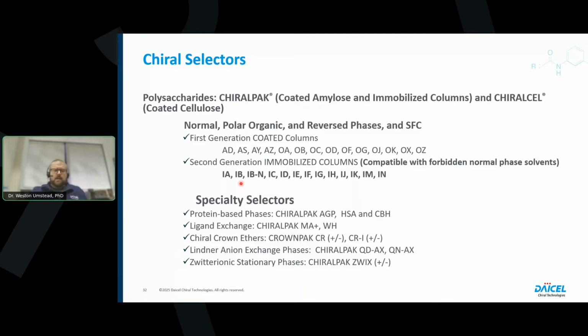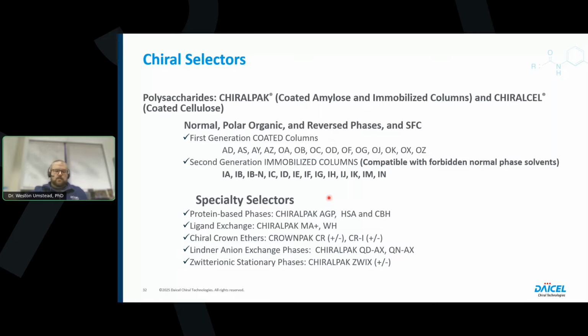Now, the difference is that a physical covalent linkage has been installed in the immobilized phases to prevent things like polymer degradation or polymer removal by exposure to dichloromethane or ethyl acetate. So while some of these selectors might have the same structure, the immobilized columns have compatibility with what I'm saying here are forbidden normal phase solvents or extended range mode solvents like DCM that would be destructive to our coded phases. So we want to stay away from the use of those solvents with these coded columns whenever possible.